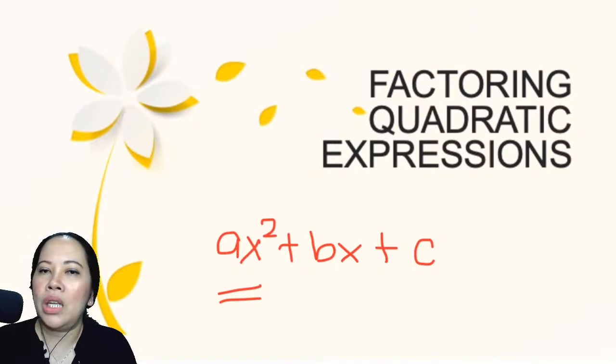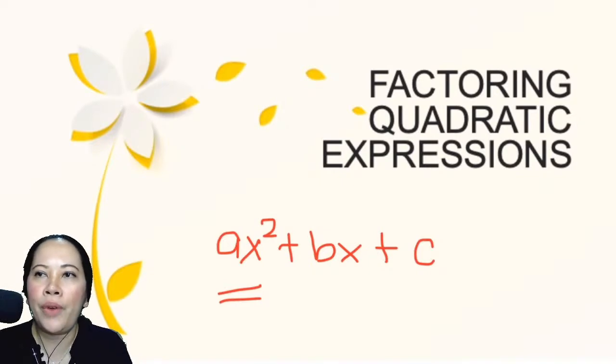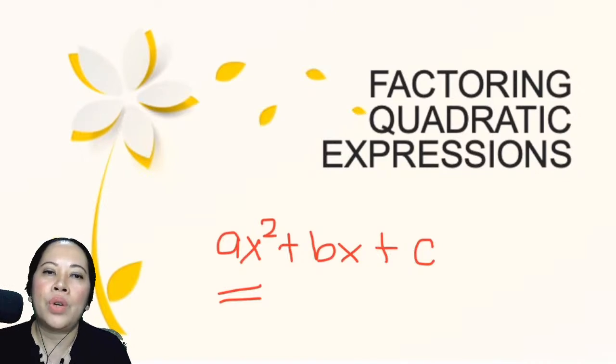So we will be talking about 4 different factoring tonight. Ang unang factoring is yung quadratic by general or GCF, okay, greatest common factor. And then second one will be perfect trinomials.